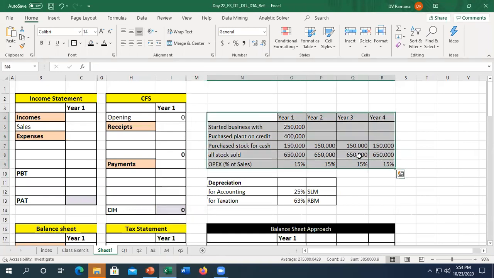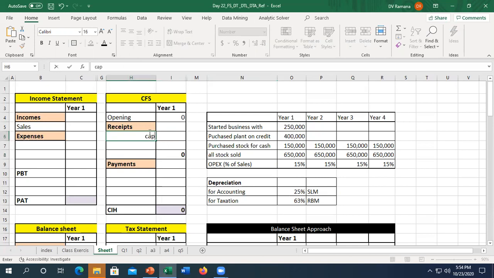We have 4 years of data. In year 1, the business was started and they purchased a plant, and there is one transaction with respect to the revenue and one transaction with respect to the expenses. Our focus here is the DTL or DTA and the change in DTL and change in DTA. But let us do the entire exercise so that we can see the impact of DTL and DTA on the financial statement.